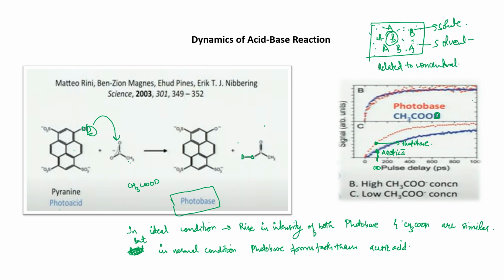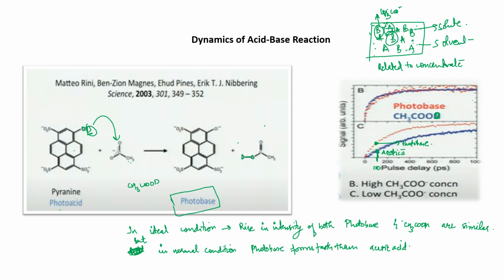Now, it is quite obvious that in a higher concentrated medium, these will be close to each other. Say you will find more A, more B, which are close to each other. If they are close to each other, immediately the A acid will convert. To not get confused here, the A is the photoacid, the B is the CH3CO minus I am talking about.